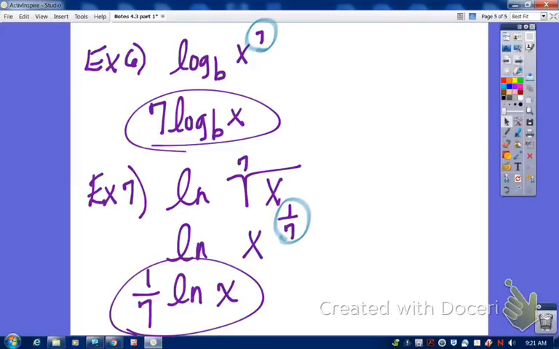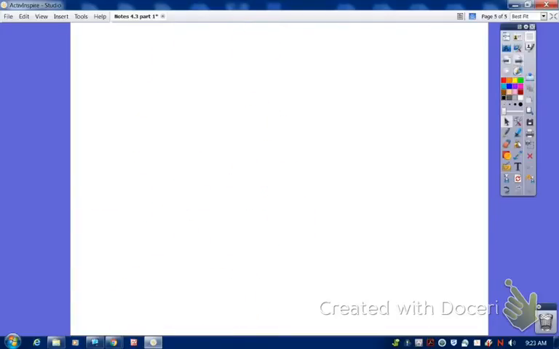Okay? So the first 7 examples are just walking you through simple expanding problems. And when we get to 8, we're going to have multiple things going on. So let's look at example 8.